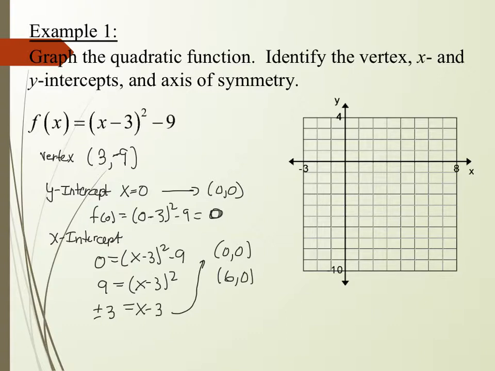So let's graph. The vertex is at 3, negative 9, so I go over 3 and down 9. 1, 2, 3, 4, 5, 6, 7, 8, 9. So there is our vertex. And our axis of symmetry is also at x equals 3. And now we will plot our x-intercepts, because our x-intercepts are at 0 and at 6. So really, here's our graph. There we go.